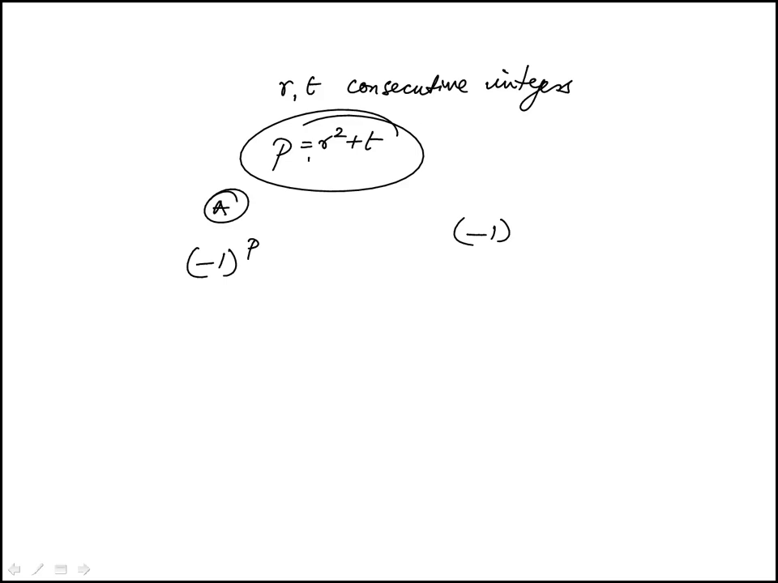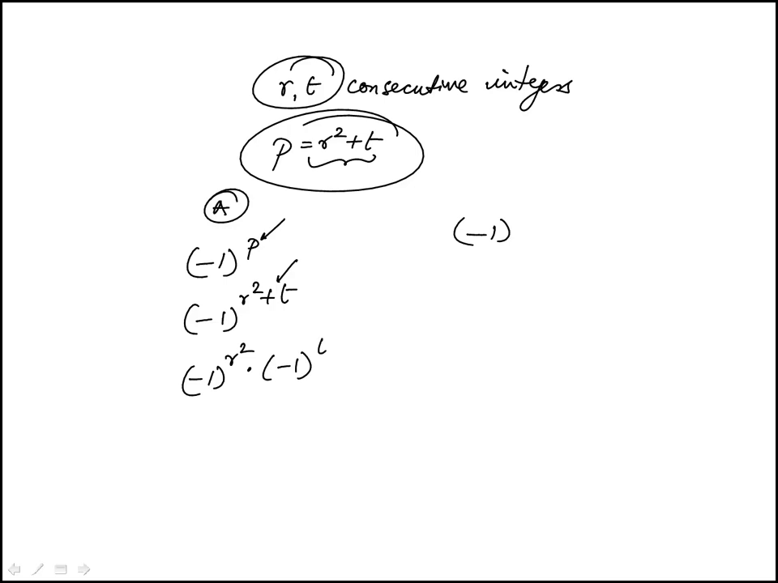So what I'm actually going to do is to replace p in terms of r and t, because really the information we have is about r and t. P is just an intermediary. Now here I have a plus here, which means I can use the exponent rule and multiply them.